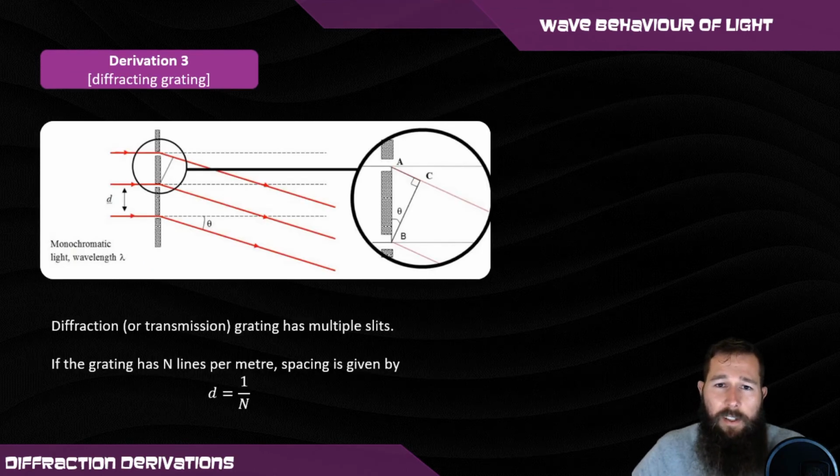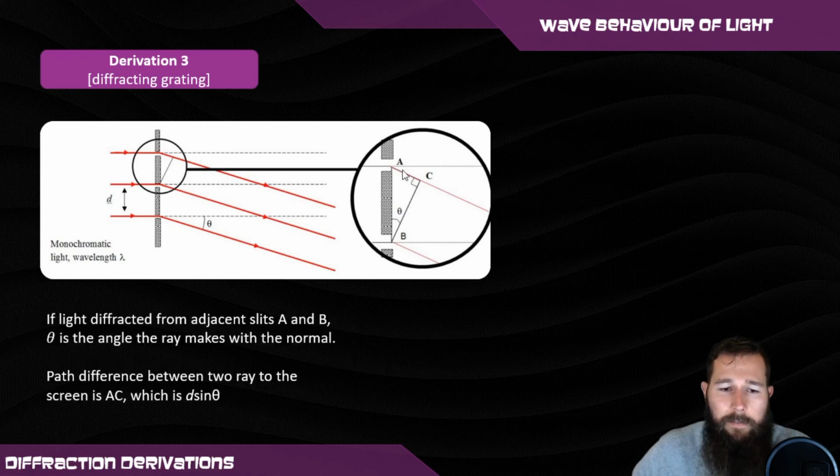The third derivation we'll look at is that of the pattern produced when we've got a diffraction grating. So a diffraction grating is now multiple slits in a small space. Now one of the tricks with a diffraction grating is to determine the correct value of the slit separation between two adjacent slits. So if you've got multiple lines per meter or per centimeter, be careful with the calculations, but the slit separation is given by d equals 1 over the number of slits per meter.